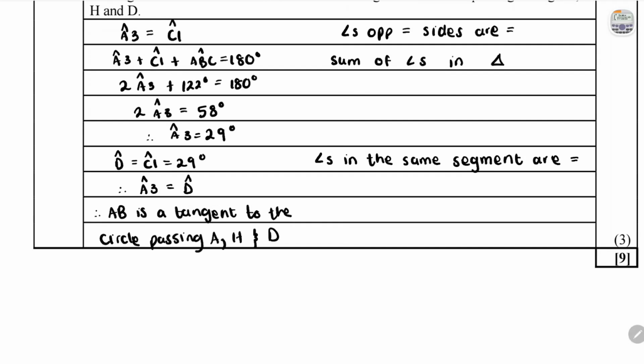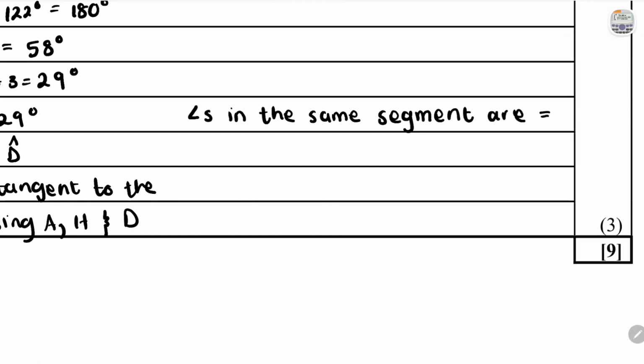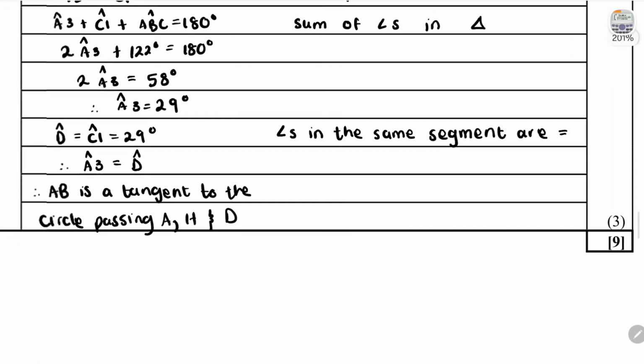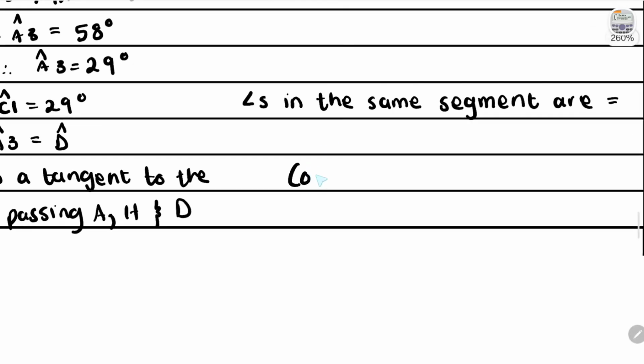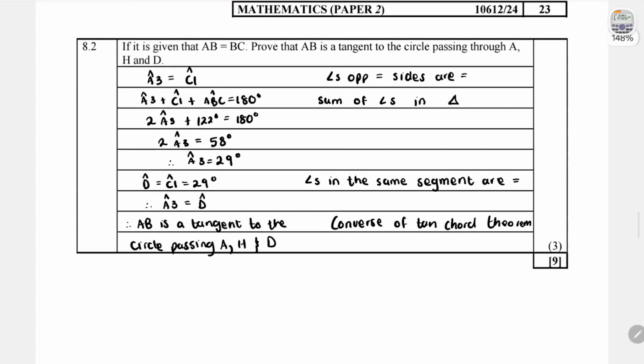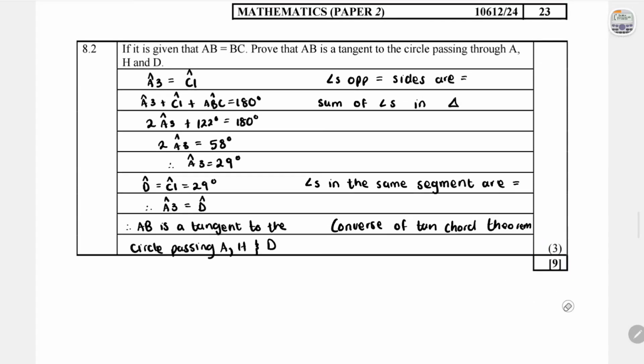Now, we didn't use the tan chord theorem to prove this. We just showed that the tan chord theorem is valid here. We were able to show that the angle between the tangent and that chord was equal to the angle supported by that same chord. Okay, that's the whole point of this. So the reason would be the converse of the tan chord theorem. And that is our answer. And that is it for question 8.